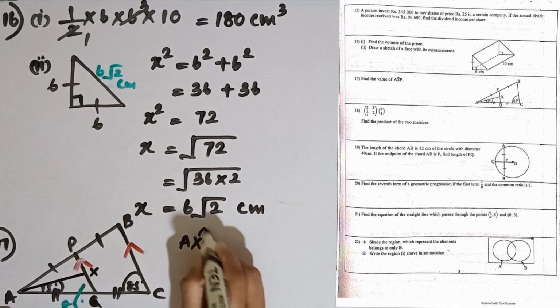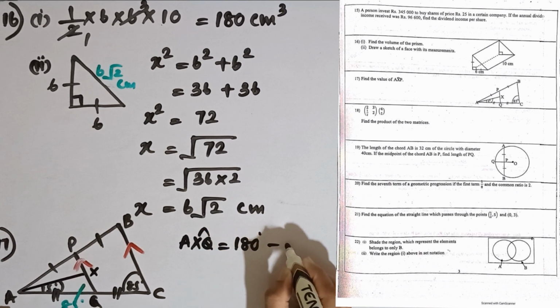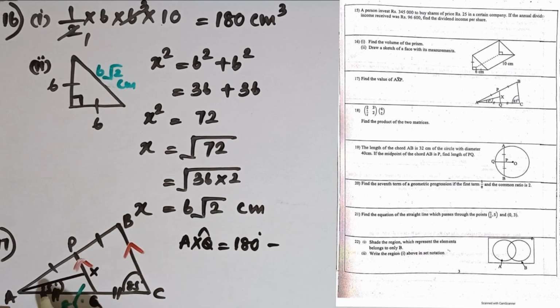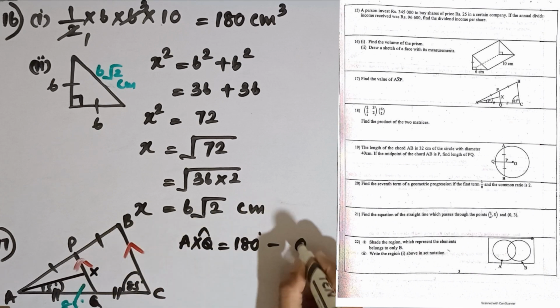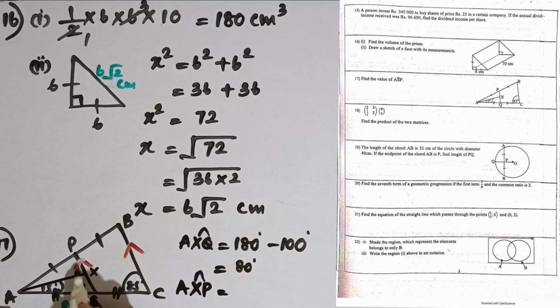AXQ equal to 180 minus the addition of 85 and 15, which is 100. Then AXQ equal to 80 degrees. Then AXP equal to, these two are also supplementary angles. Then 180 minus 80, that is equal to 100 degrees.